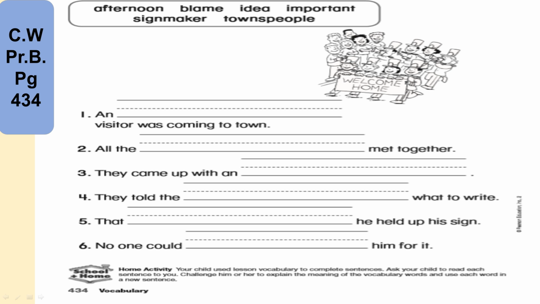Blame. My mother blames me for breaking the vase. Idea. I have a great idea for today. Idea, a thought that comes in your brain. Important, necessary thing. For example, I read a very important book in science. Also, we have sign maker, a person who makes signs. I want to be a sign maker.